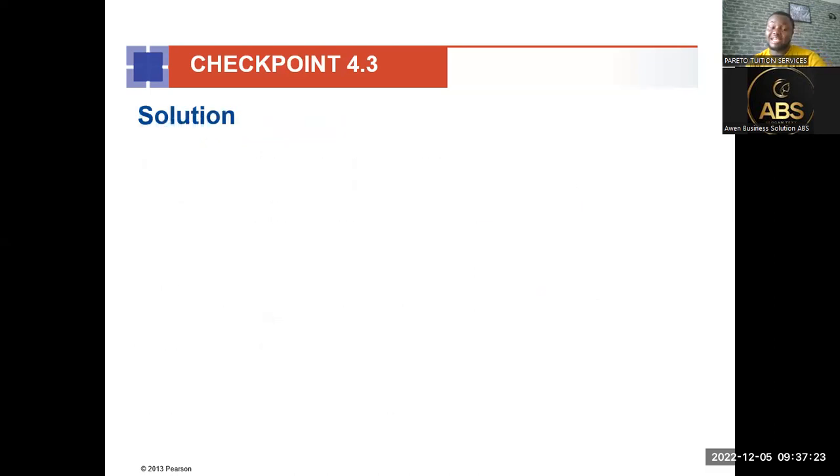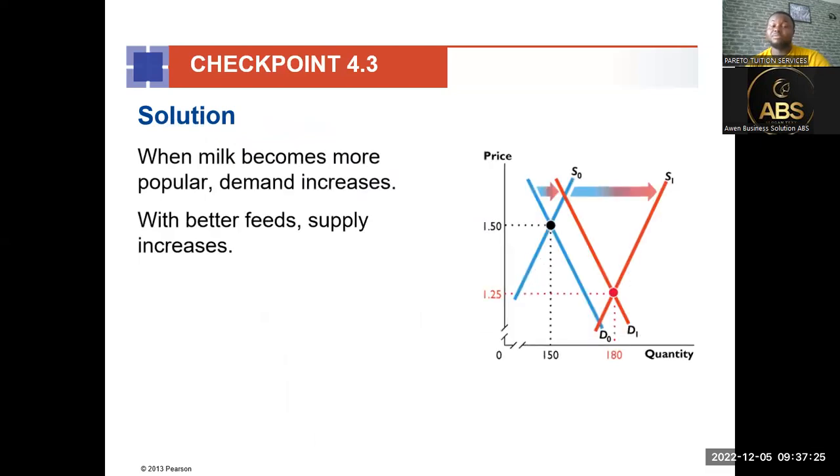Things like this, the last time I told you, you should just be using the diagram. So if this was the initial equilibrium, okay, demand, initial supply. Now the milk becoming more popular will cause the demand curve to shift to the right.